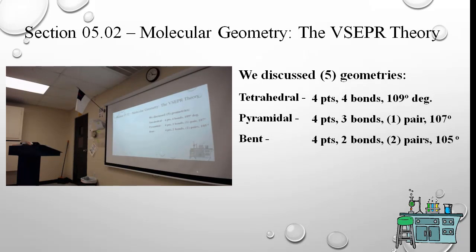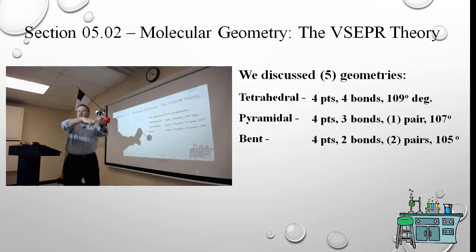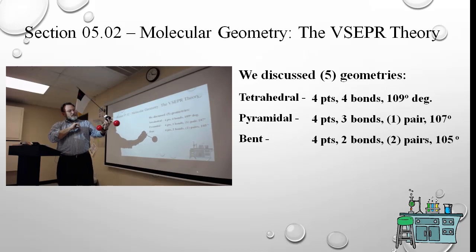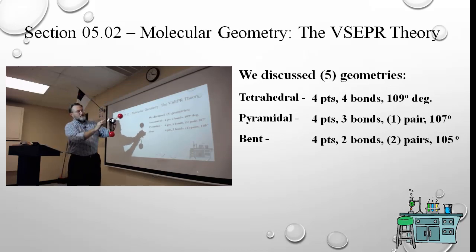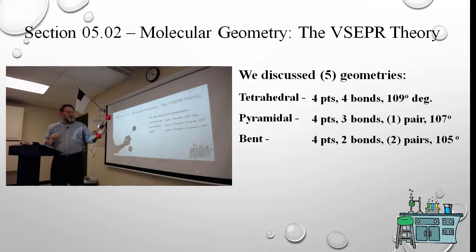And the effect is the same as replacing 1 bond with a pair. Now that we have 2 bonds and 2 pairs, that other pair squeezes these bonds even closer together, repels them even more. So here I have 4 points of connection, 2 bonds, and 2 unbonded pairs. Forms a bent. Now there is another bent which you don't have to memorize, just so you know that there is one. We'll get to that in a moment.